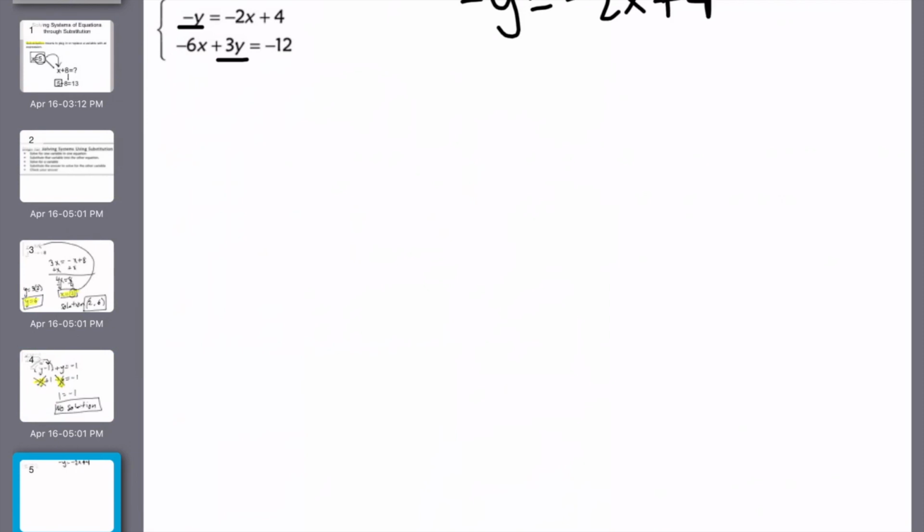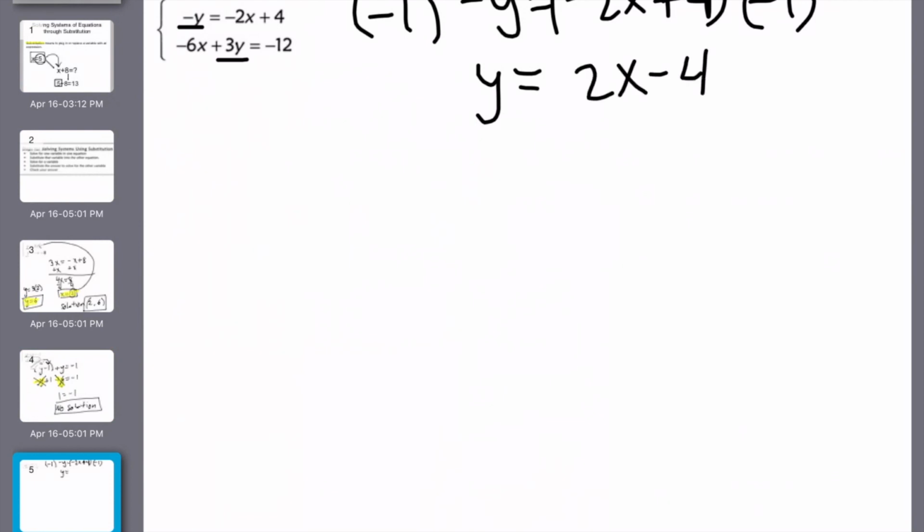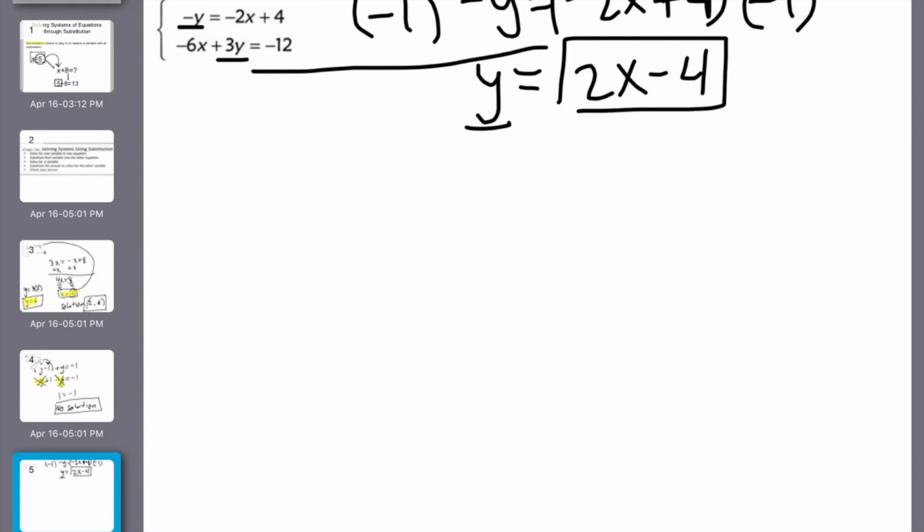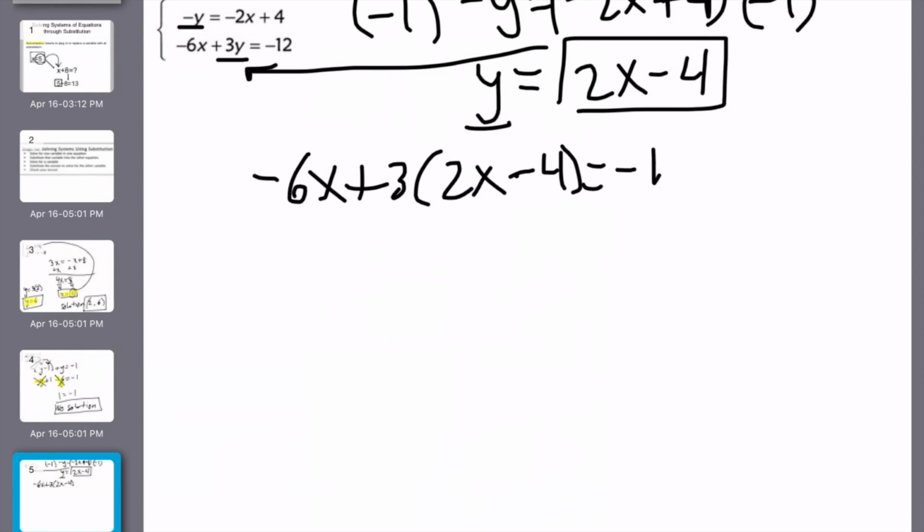What I'm going to do in order to change this is multiply both sides by negative 1. So then I get y equals 2x minus 4. So now I have solved for positive y. So I'm going to take this 2x minus 4 and plug it in here. So I'm going to have negative 6x plus 3 times 2x minus 4 equals negative 12.